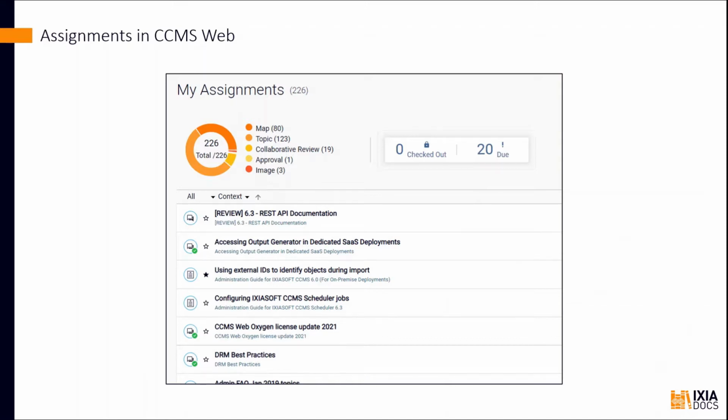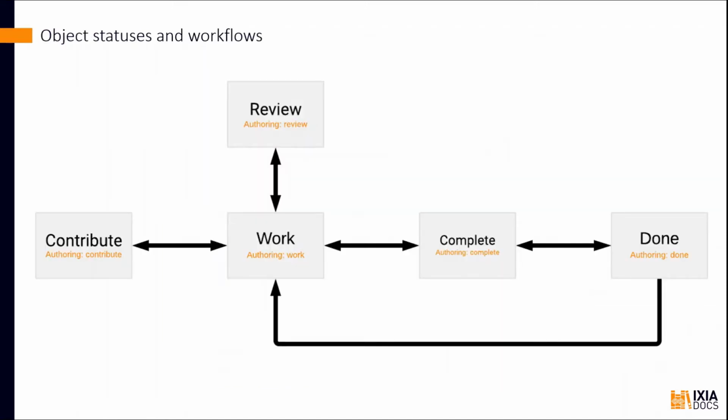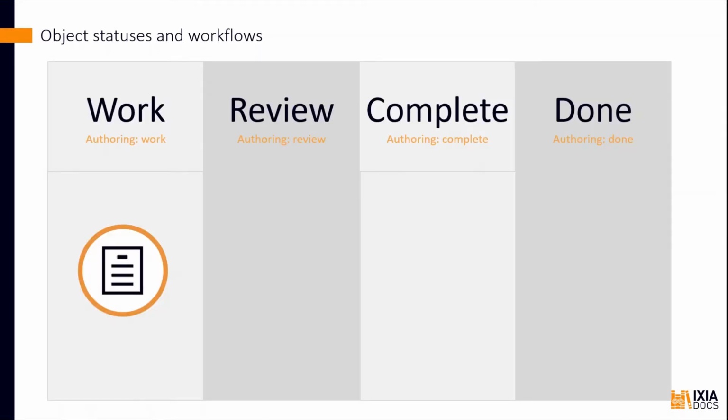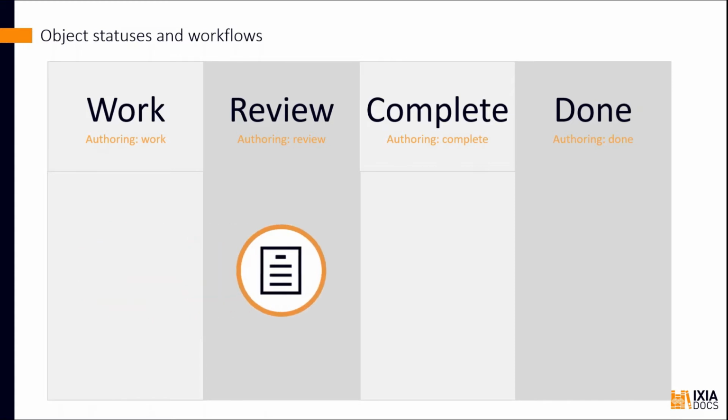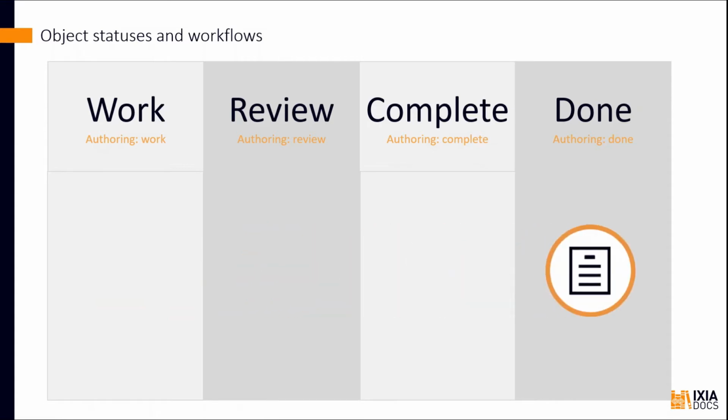Every object has a status. The status makes it clear what stage an object is at. It tells the user whether the object is a draft, is in review, or is done. The sequence of statuses creates a workflow for an object. For example, topics start in work status, which is a draft or working state. Then they go to review once they need to be reviewed, and finally, when they are complete, they are moved to done and published. Different objects have different statuses and workflows, but they're often pretty similar.